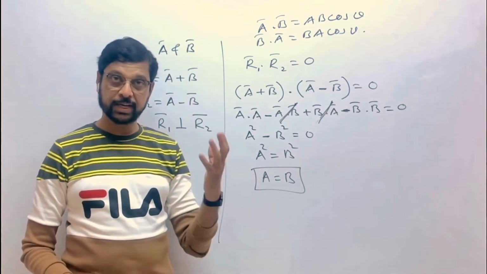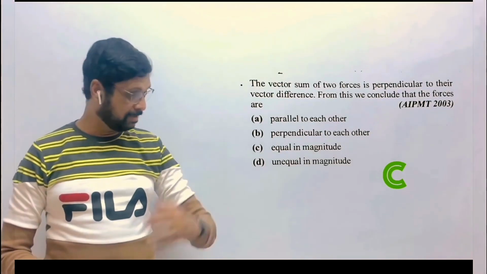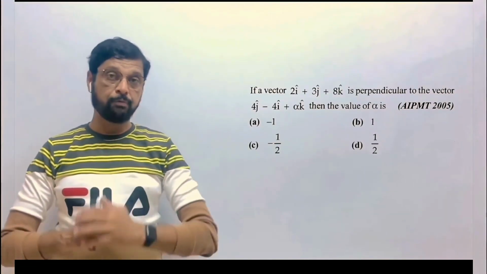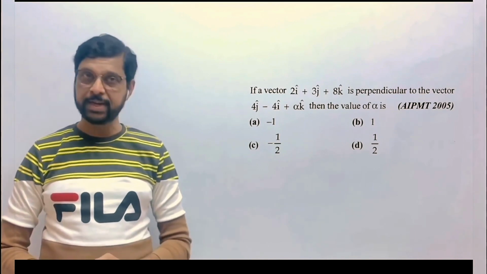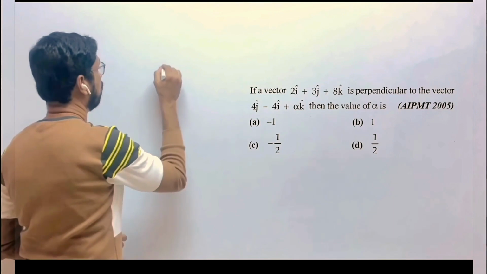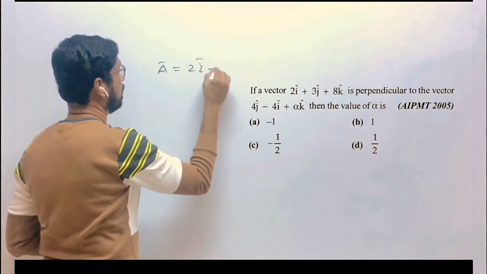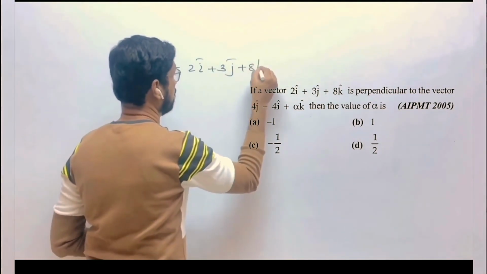Now you can check the options. So your answer will be C. The two vectors are equal in magnitude. C is your answer. If a vector 2i plus 3j plus 8k, वेक्टर का नाम नहीं दिया है तो हम उसको नाम दे देते हैं. वेक्टर A बोलते हैं उसको. It is 2i plus 3j plus 8k.